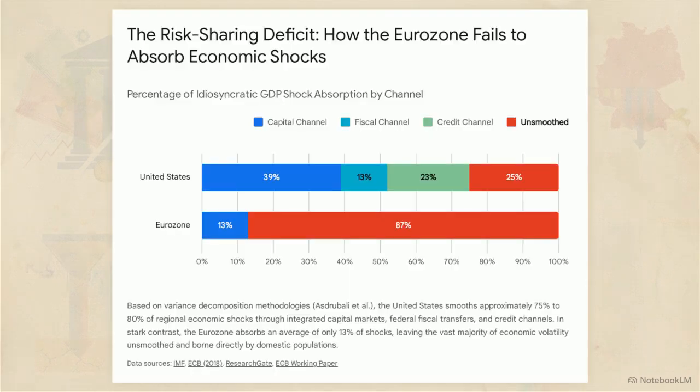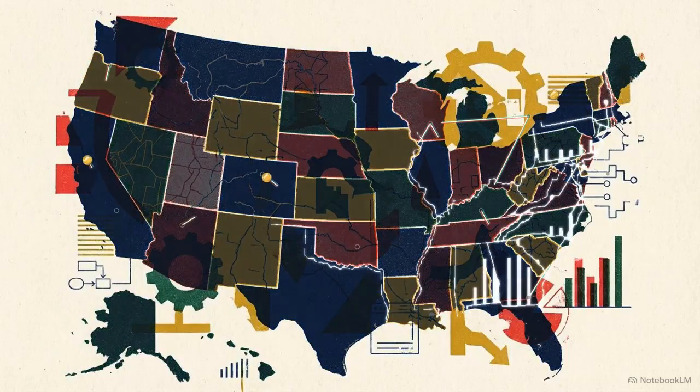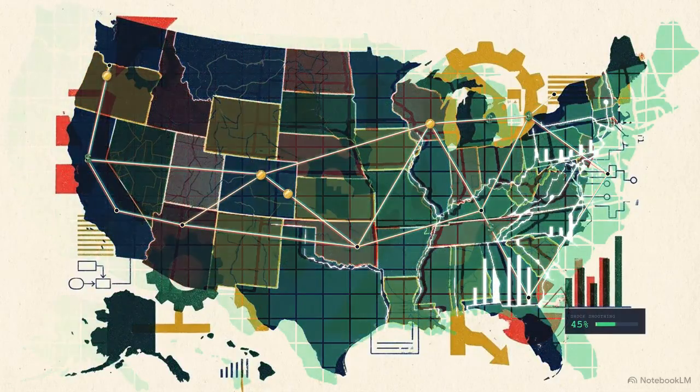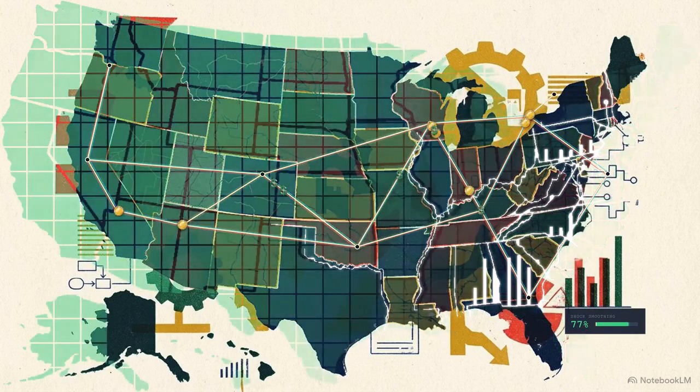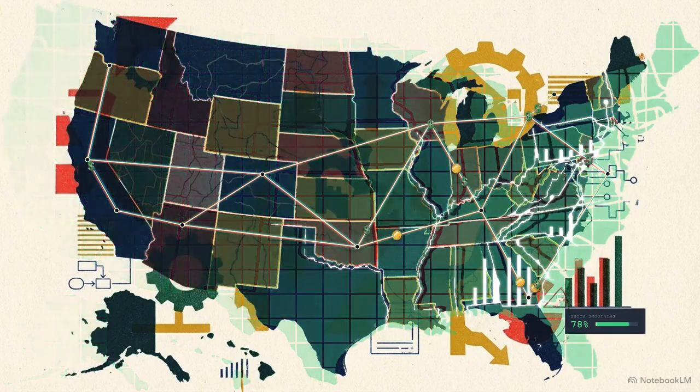This chart displays the percentage of an idiosyncratic GDP shock absorbed by different economic channels. Looking at the top bar representing the United States, deeply integrated capital markets and automatic federal tax transfers successfully absorb and smooth out roughly 75 to 80% of a local economic shock's impact.